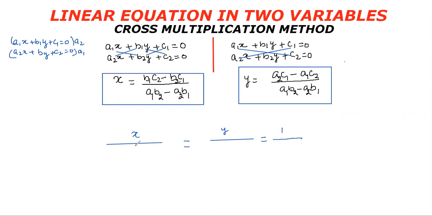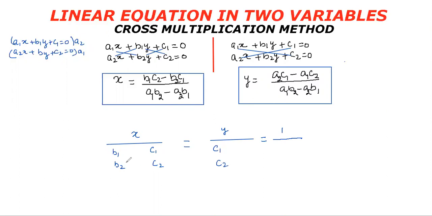So children, in the denominator of x, we will not write the coefficient of x. So that means we are left with b1 and b2 and c1 and c2. Similarly, if you are writing the denominator here in y, you will ignore the coefficient of y. So you will write c1, c2.